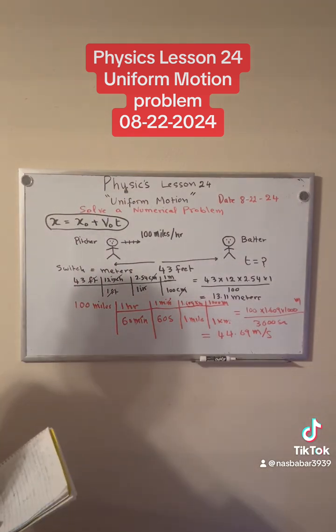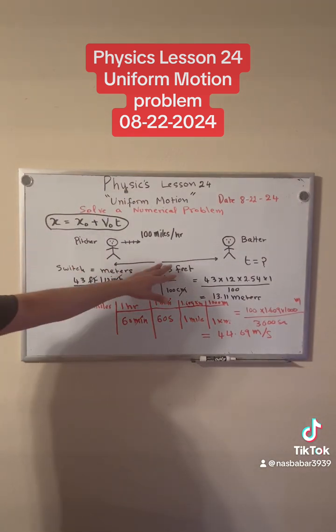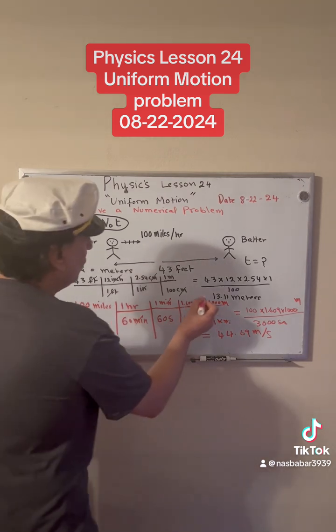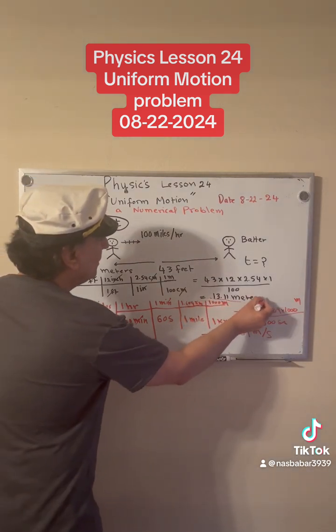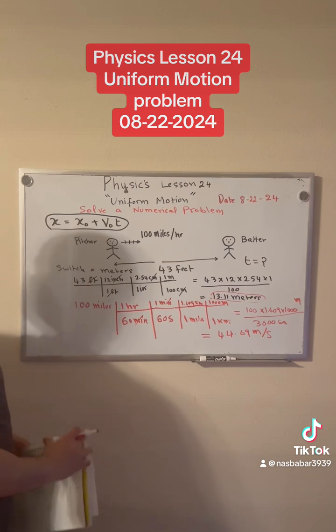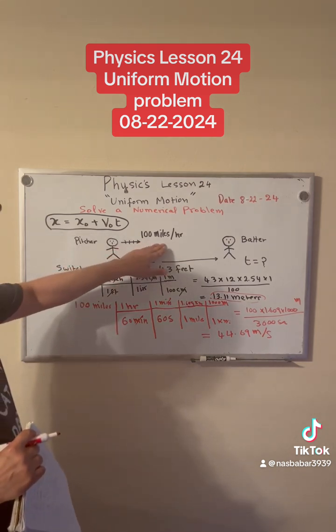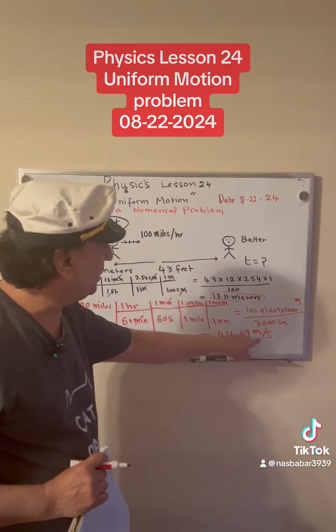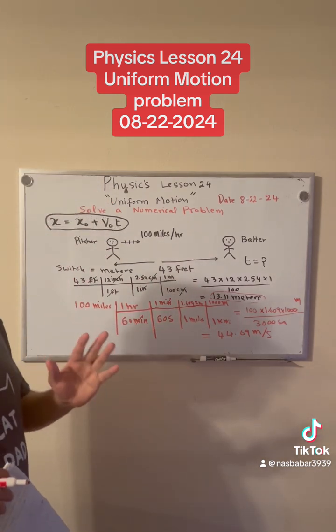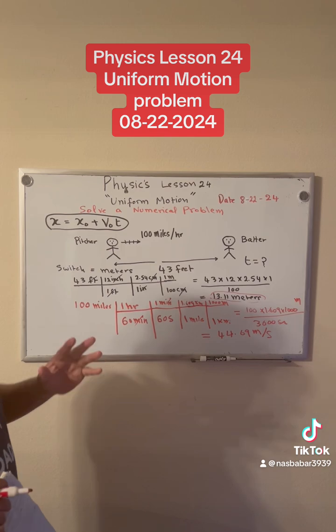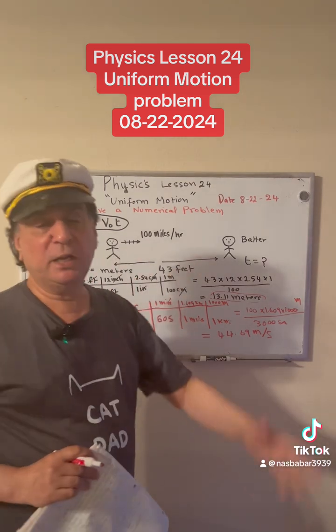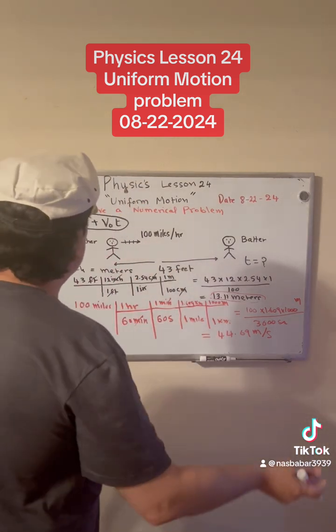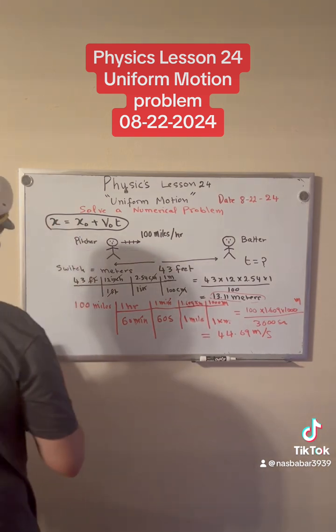All right. So we successfully converted feet into meters right here. Okay. And we successfully converted miles per hour into meters per second. Okay. So you have to learn how to do that because professor is going to throw that curveball at you. All right. Now all you got to do is use this formula, plug it in.